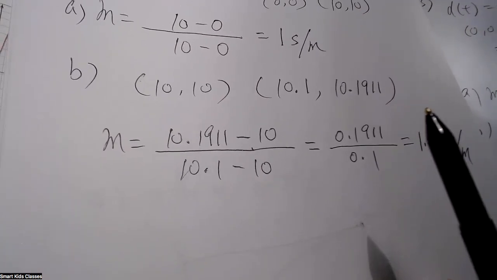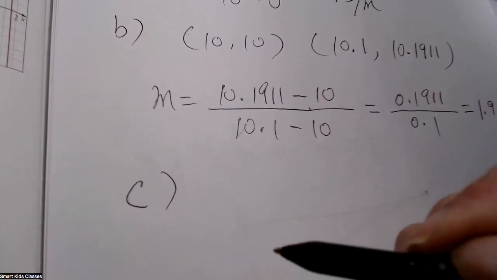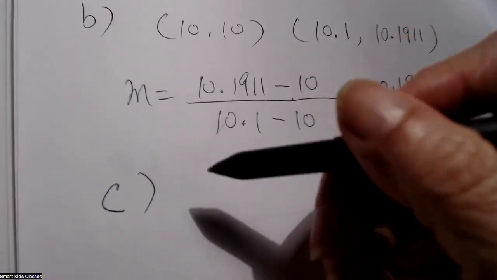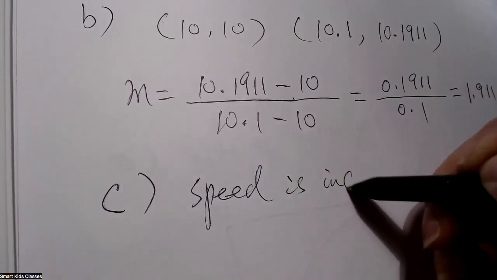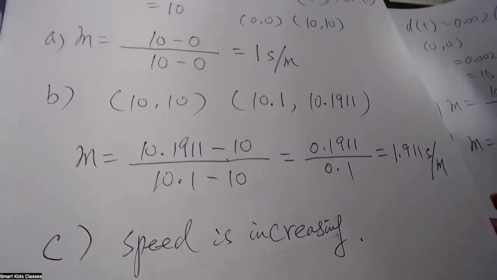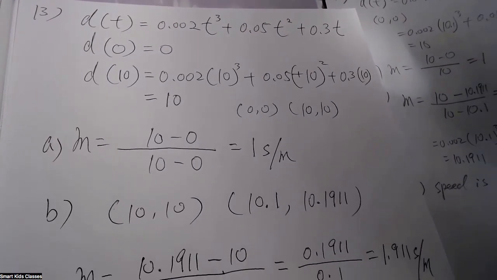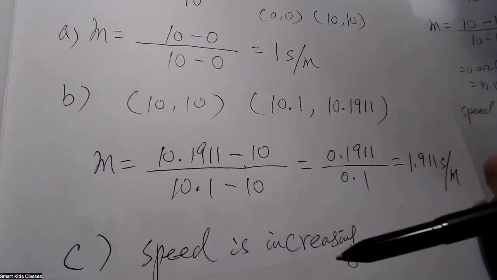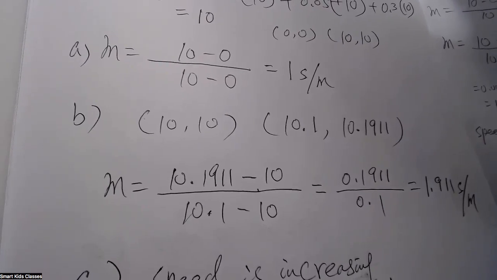Now we're going to find C. How do you explain C for A and B? You find that all the slopes are positive, so you write that the speed is increasing for all positive slopes. That's how we do question 13. So find every slope, the instantaneous slope, and analyze the slope. And now we have completed all the equations.